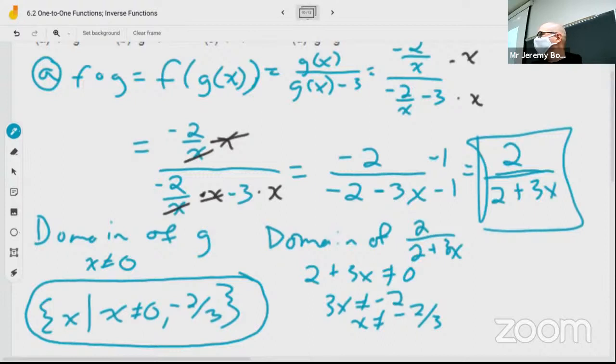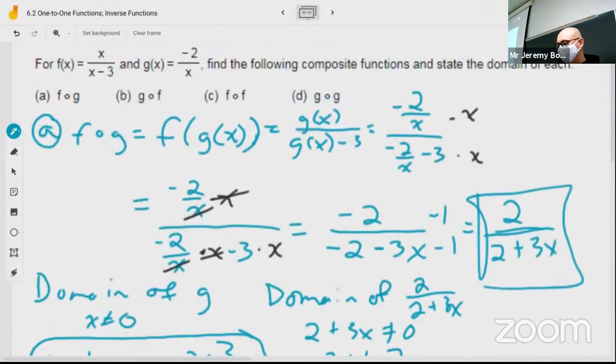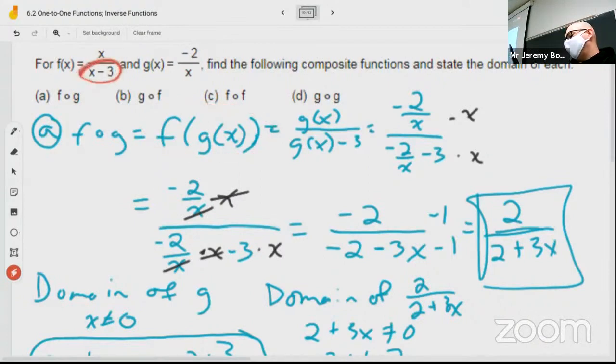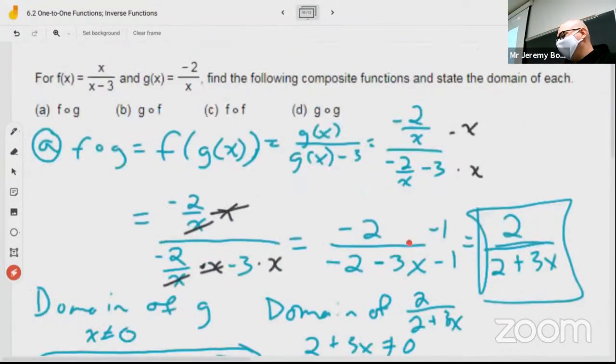No? All right. One thing that's interesting that I haven't really talked about: when we're doing F of G of X, for it to exist, G of X needs to exist. So of course, X can't be 0. But if we think about the whole thing being defined, we want to make sure that for F of X, G of X wouldn't be 3. And what would make this 3? -2 over 3, sorry, X equal to -2/3, which is what we got.